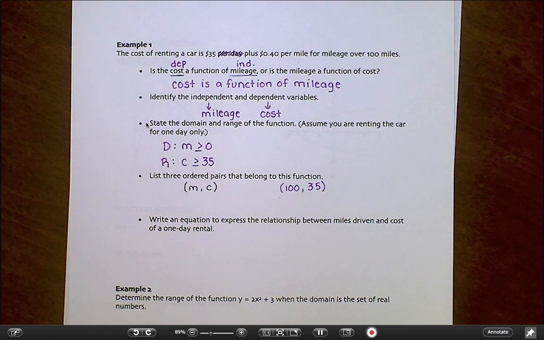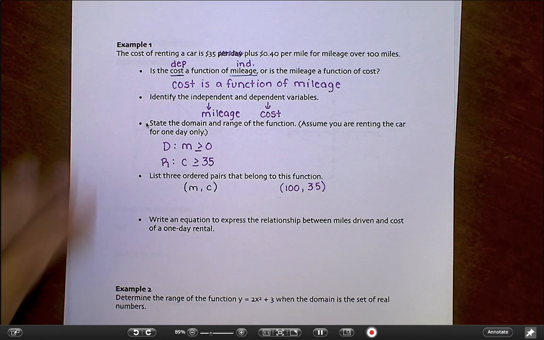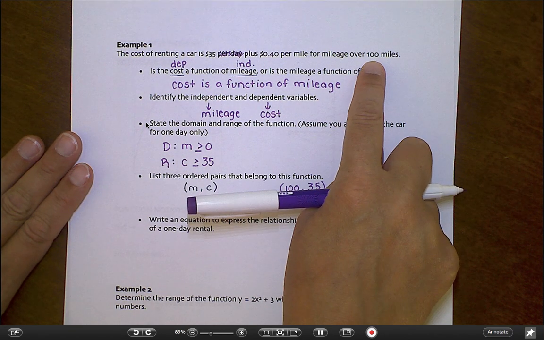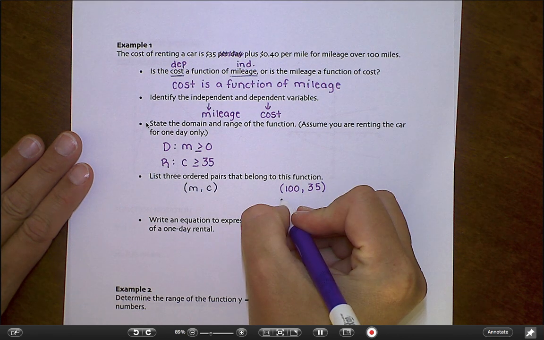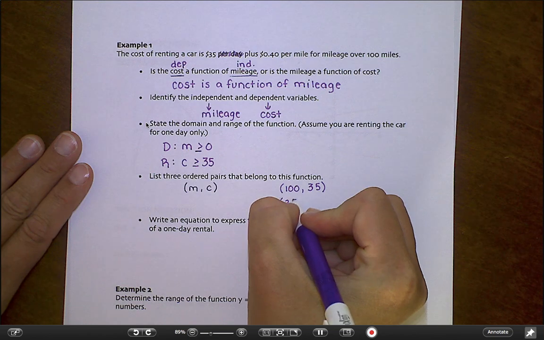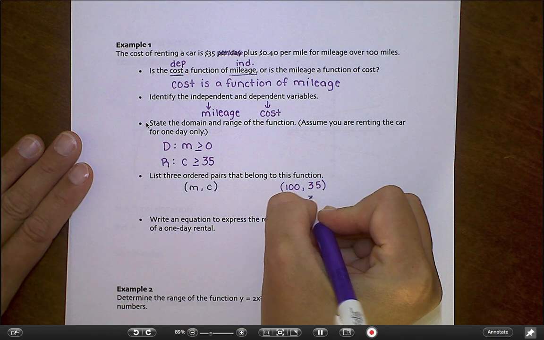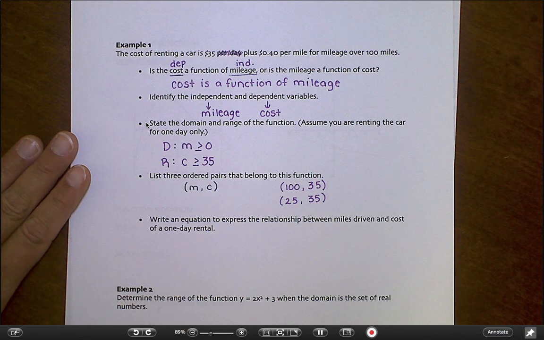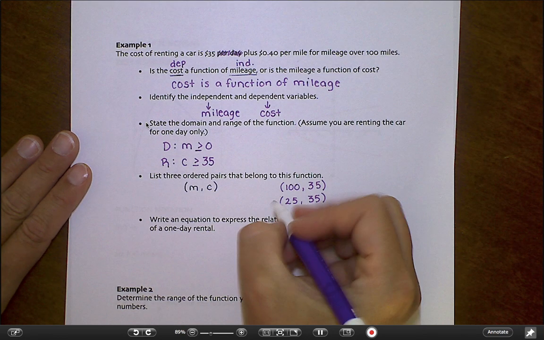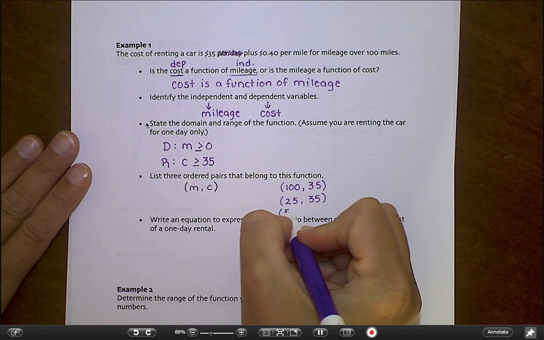Which actually means we could make this really easy, right? Because if I go anything under that 100 miles, my cost is still just going to be that $35. So I could say, 25 miles would cost me $35. Okay? But we're going to do one where we actually have to do some math here too. Let's say that I'm going to drive this car 500 miles.